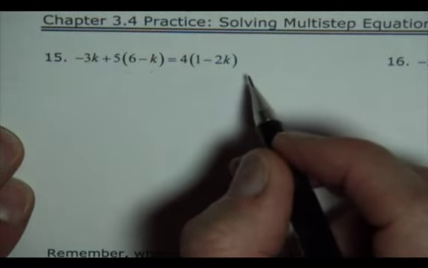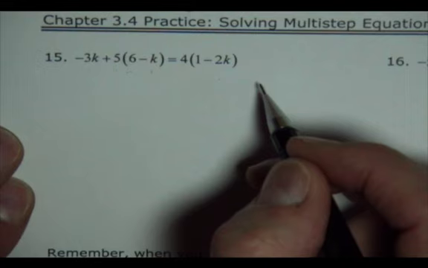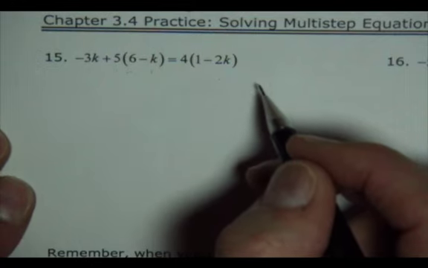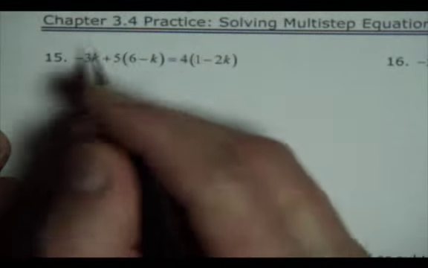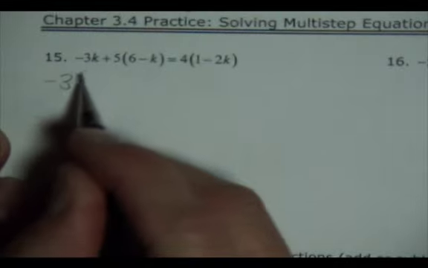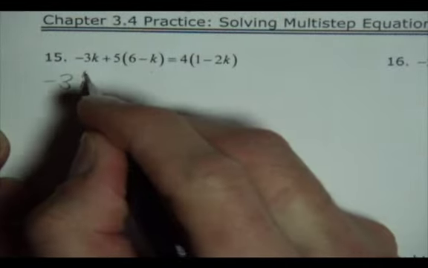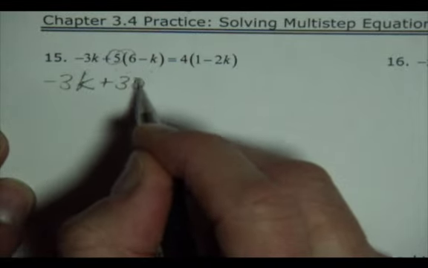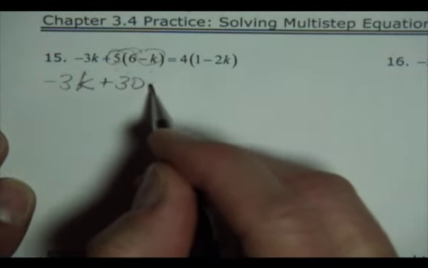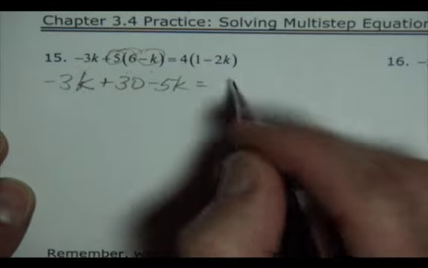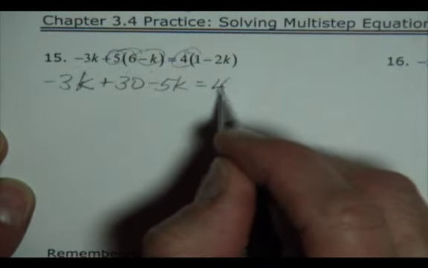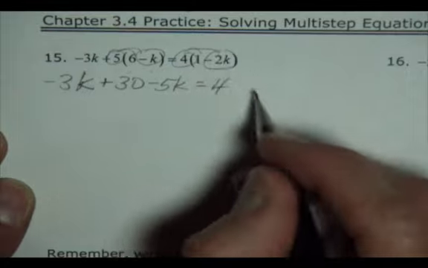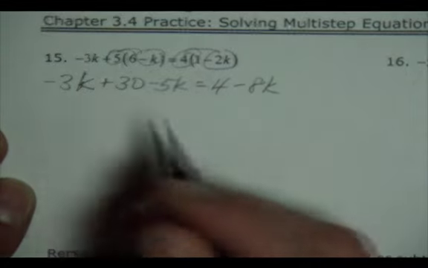By the way, these distributive property problems are a precursor. In other words, we're going to see these when we move into section 3.5 in the book. So we're getting practice on 3.5 already here. So we have a -3k on the left plus 5 times 6, which is 30, and a 5 times a -k, which is a -5k. That's equal to a 4 times 1, which is 4, and a 4 times a -2k, which is a -8k.